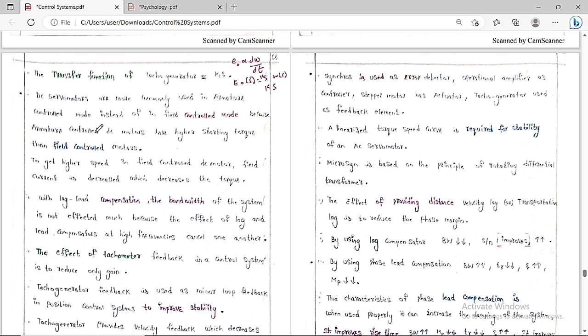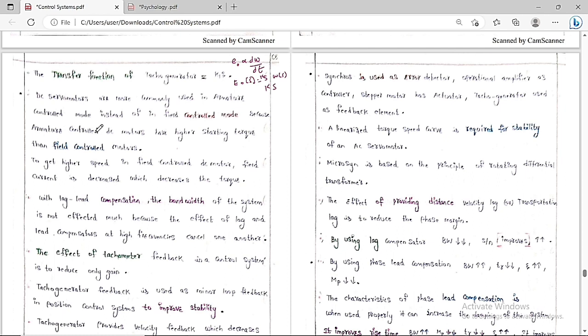I have already told you about armature control DC motors and field control DC motors. Whenever we compare armature control DC motors with field control DC motors, we always get the higher starting torque only in the case of armature control DC motors. So why is it like this? Because in the case of field control, if you want higher speed, definitely you have to decrease the field current. As the field current decreases, the field flux decreases, so you get higher speed, but the torque also decreases.